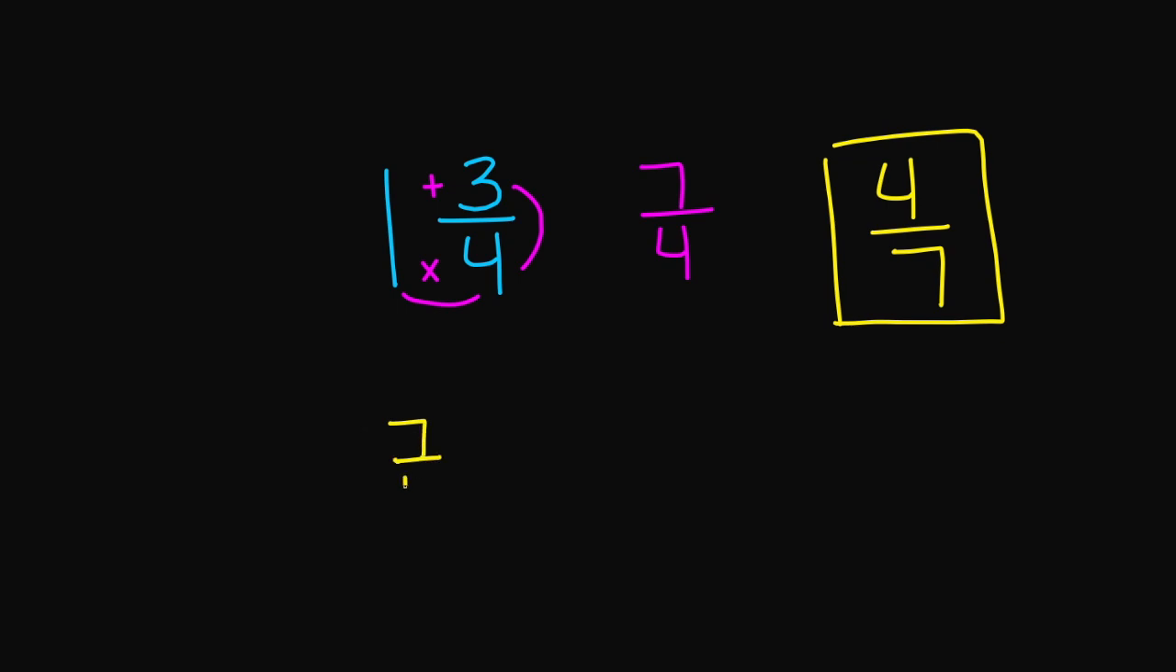And if we're going to check our work, my numerator, you're going to get 28. And then your denominator, 4 times 7, is also going to be 28. So 28 divided by 28 equals 1. So we know that 4 over 7 is the correct answer.